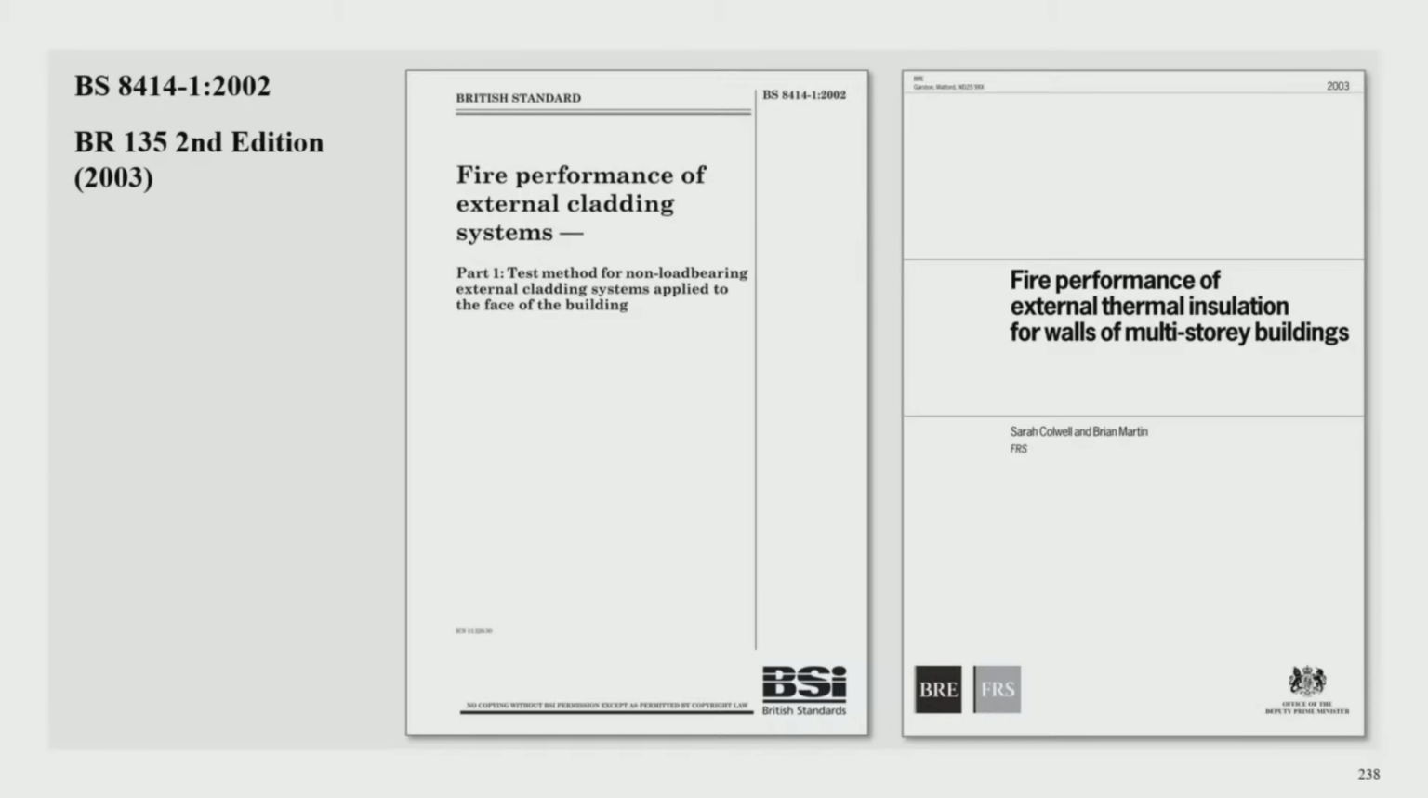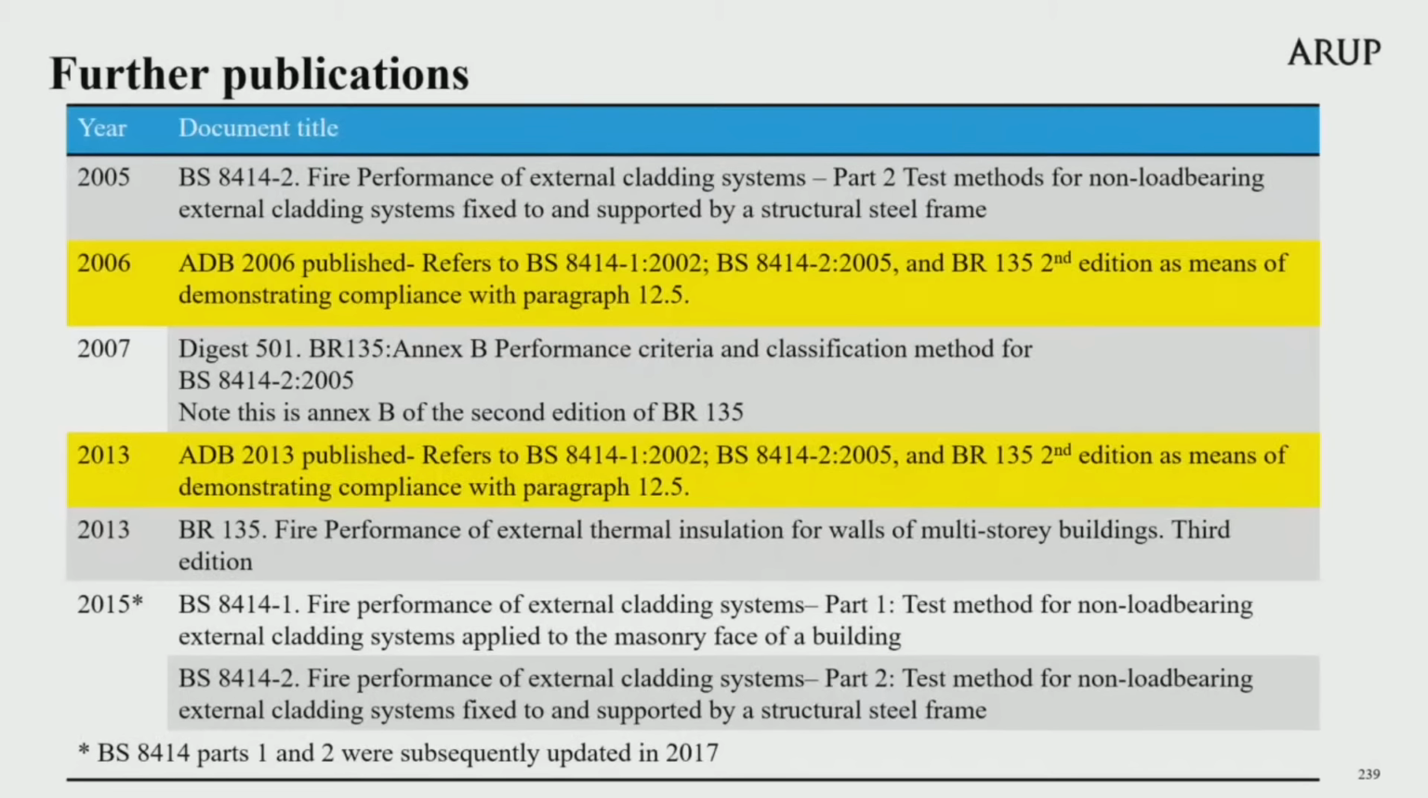This second edition was authored by Brian Martin and Sarah Colwell. Annex A of the second edition contained the performance criteria and classification method of British Standard 8414 Part 1. The performance criteria were unamended when compared with those presented in Fire Note 9. From 2005 onwards, various amended versions of BS 8414 and the classification method publication BR 135 were made, and I have listed them here on this slide.